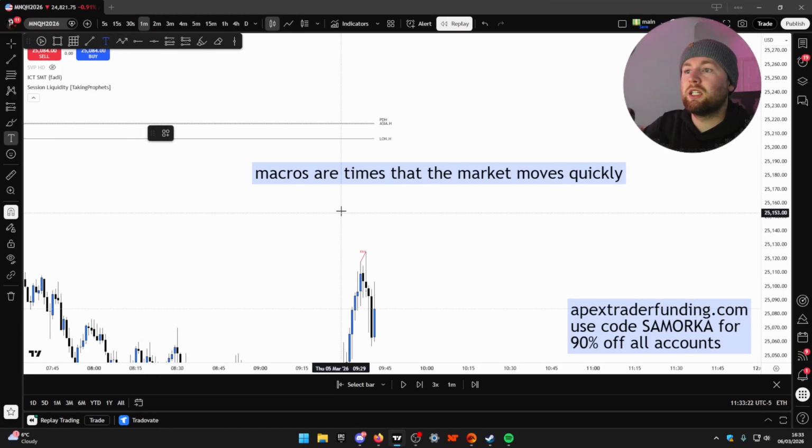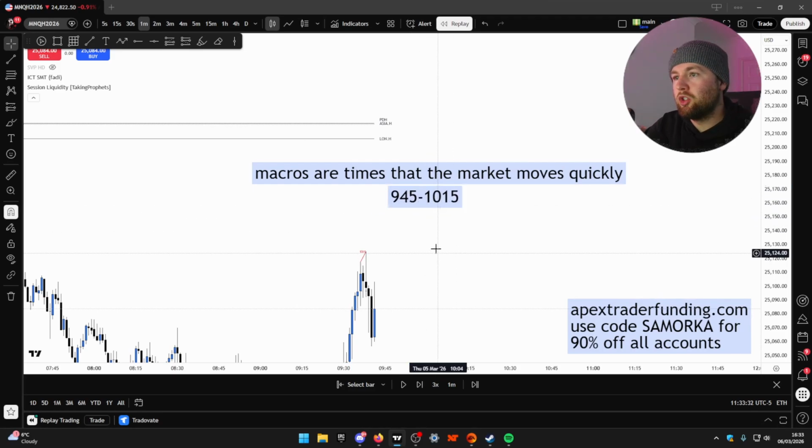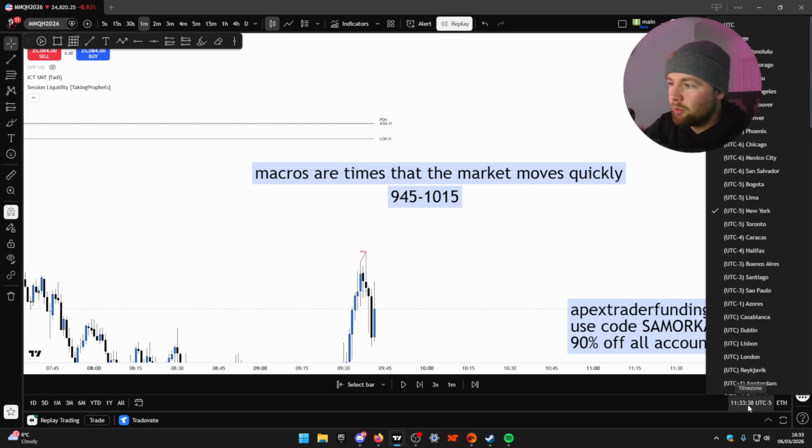And the times you want to be looking at are 9:45 to 10:15, okay? That's New York session time. So if you want to set your time at the bottom right to New York, you just go to UTC -5 and you will have the correct time zone, okay?